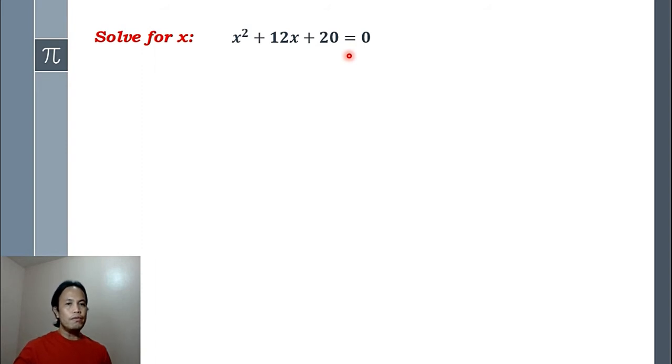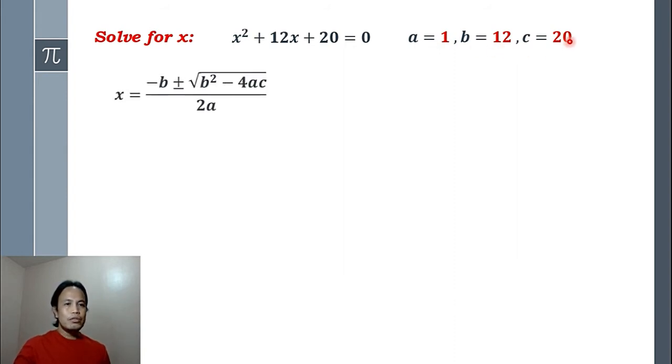So to solve for the value of x, we need to identify first the values of our a, b, and c. So to identify, we have here x squared. That means our a here is 1 because we have an assumed numerical coefficient 1. So our a is 1, then our b is 12, which is this one, and our c is 20. Now these are the values of our a, b, and c.